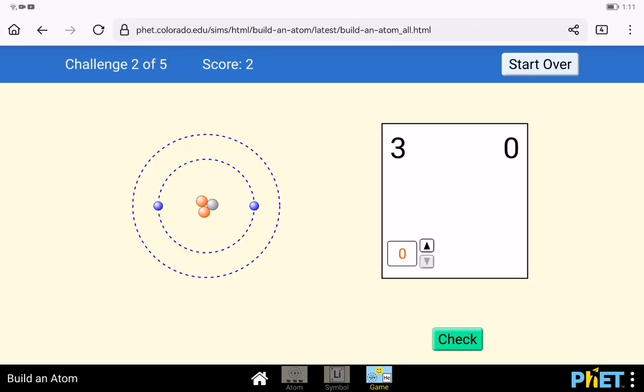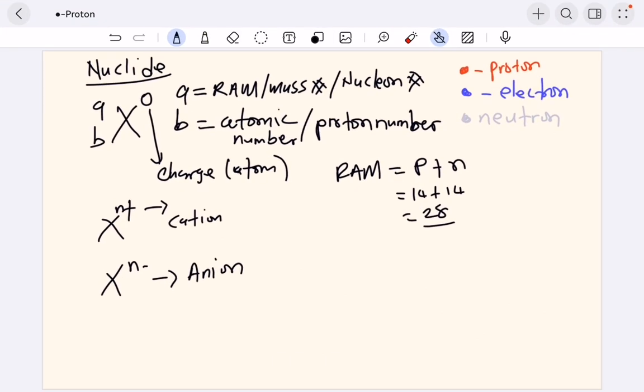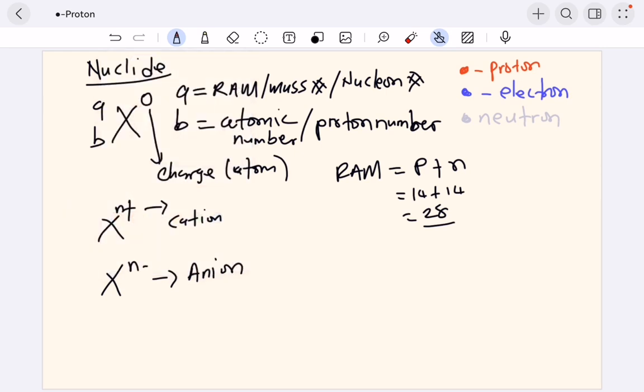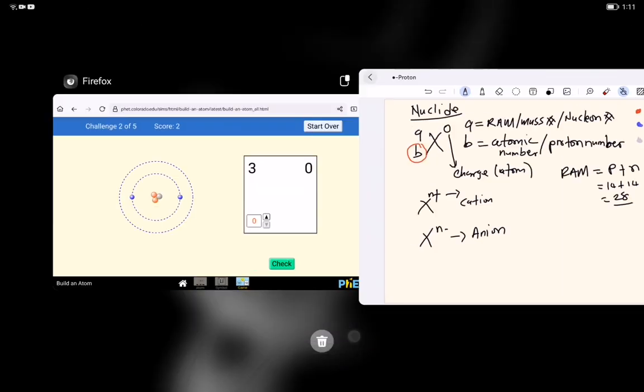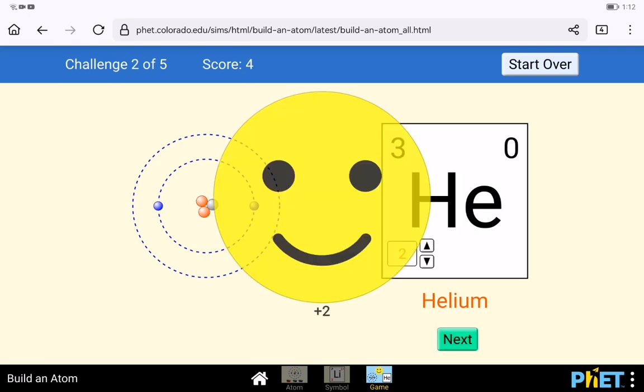okay, so in this question we are required to determine the proton number. So if we go back to the nuclide, we know that the proton number, which is also known as the atomic number, is found down below, which is represented by the color red. So in this case, when you go back to the question, we just have to count the number of protons, and the number of protons here is 2. Therefore, it's 2. And the answer is correct.